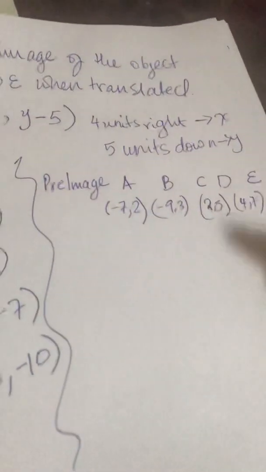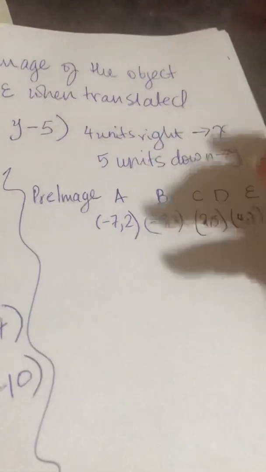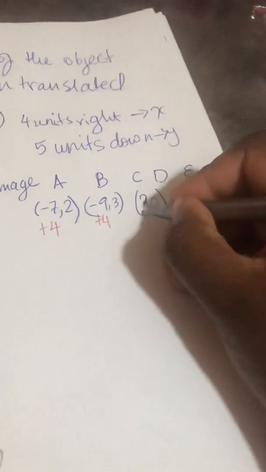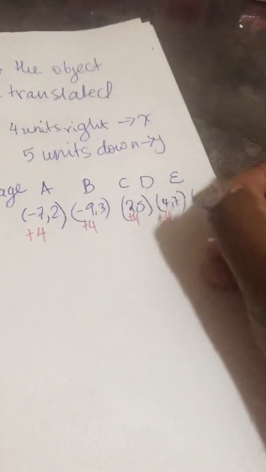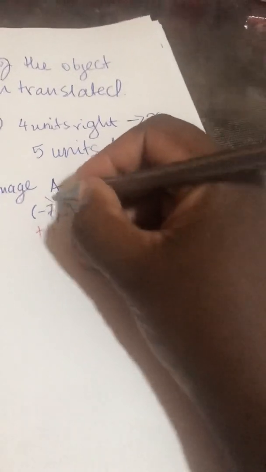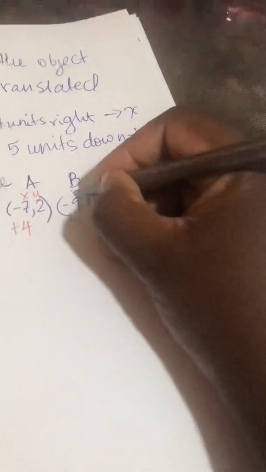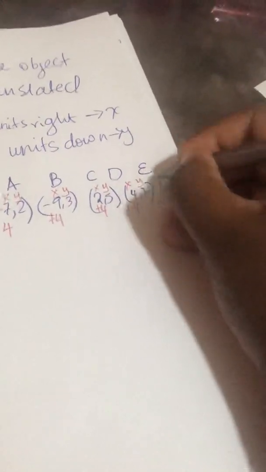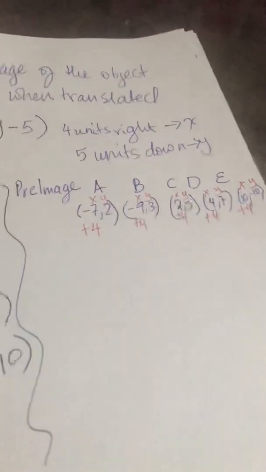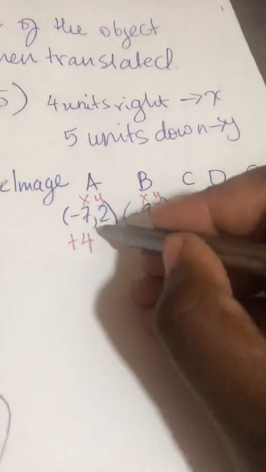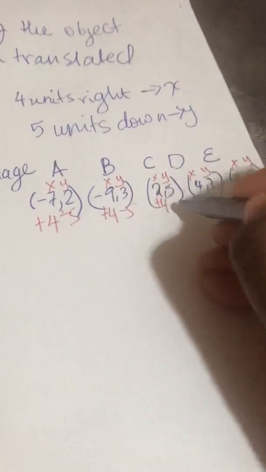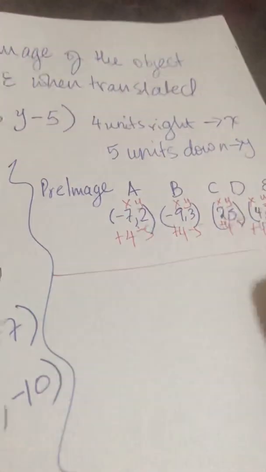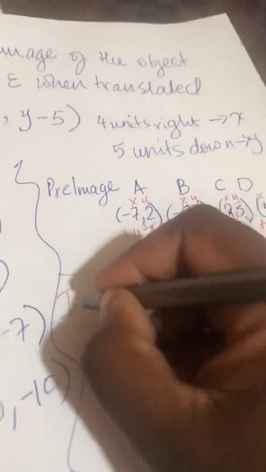All right, so let's do the work. 4 units right, that means I am adding 4. Add 4, add 4, add 4, add 4, add 4. Remember, this is X. X, Y. There is no X1, X2 here, it's just XY. Then on Y, we are subtracting 5. Now we need to get our new image.